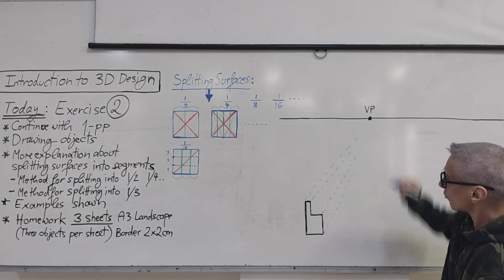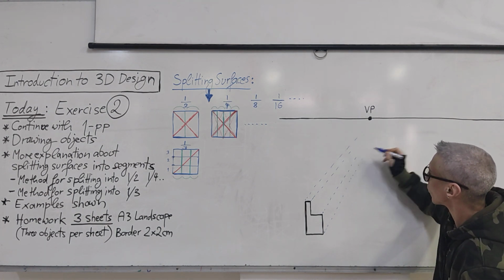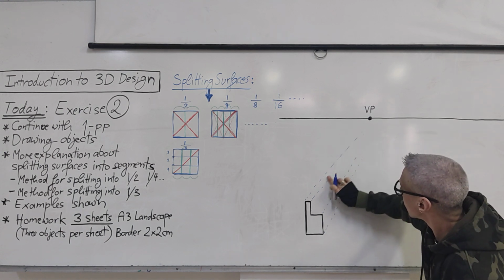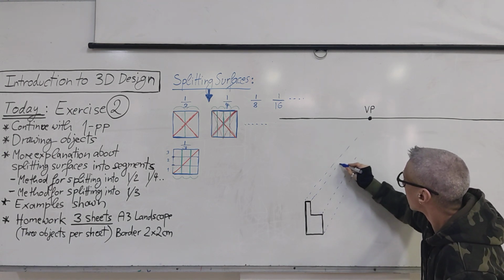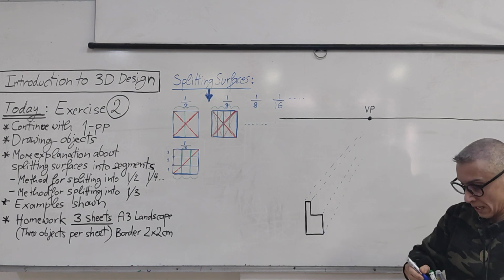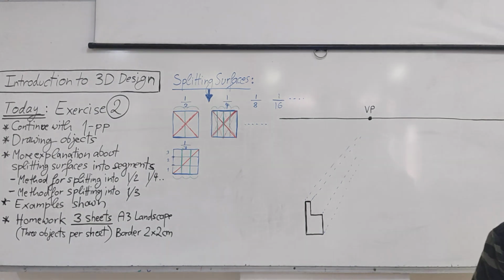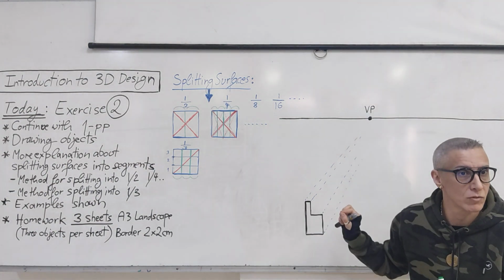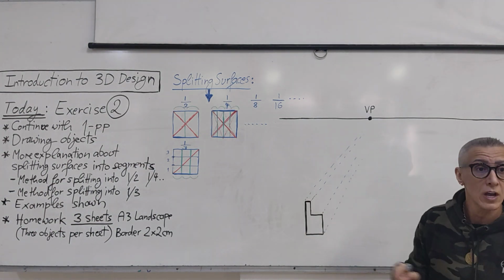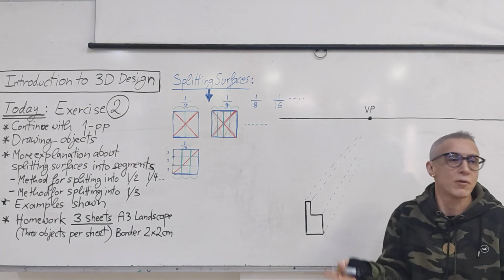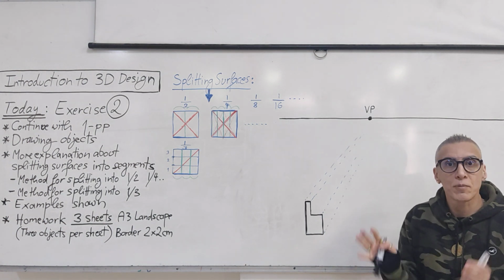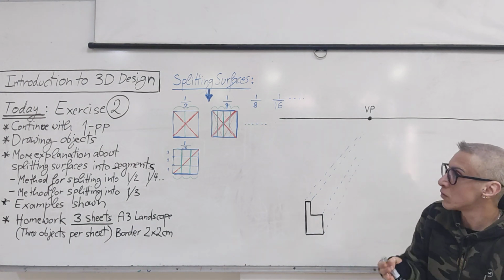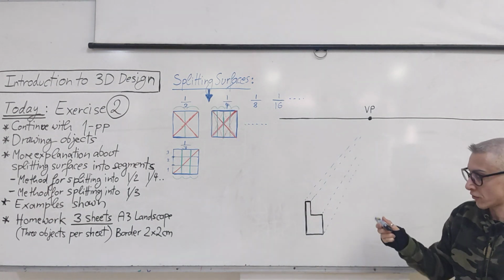Has to go towards the vanishing point, ideally, okay? We're drawing. Now, because this is a freehand drawing, what I mean is we don't have measurements. We don't know how much is this, how much is this. We are just dealing with the shape of the object in general and the proportions of it. So we use this method to get the proportions right.